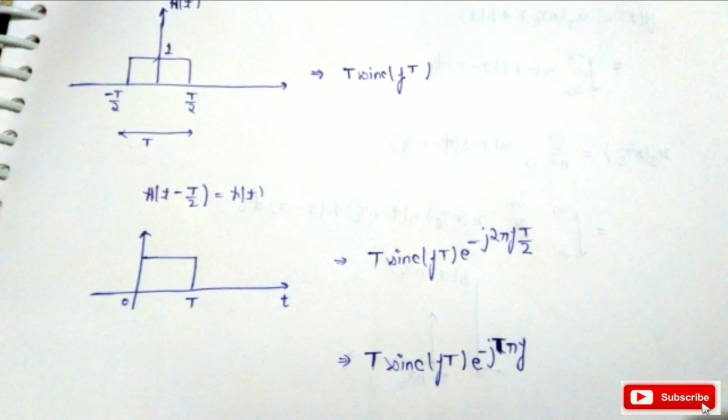In the time domain, it is shifted by T/2 to get the transfer function of the sample and hold circuit. So the resultant in the frequency domain will be multiplied by the eigenfunction, that is e to the power minus j 2π f T/2. So the resultant frequency domain transfer function of our sample and hold circuit will be T sinc(fT) e to the power minus jπfT.